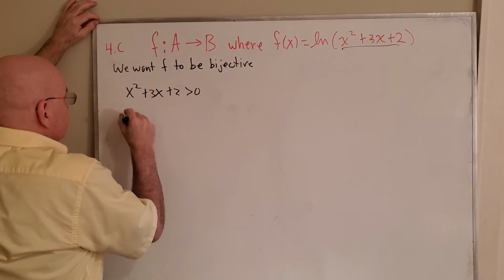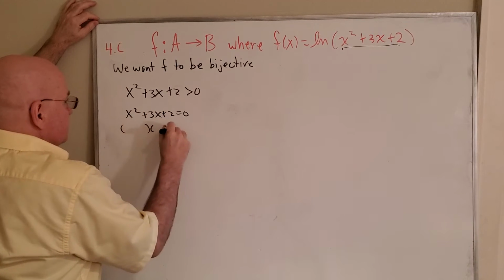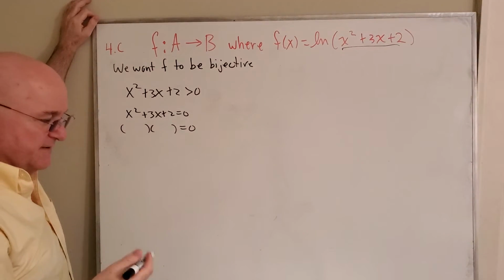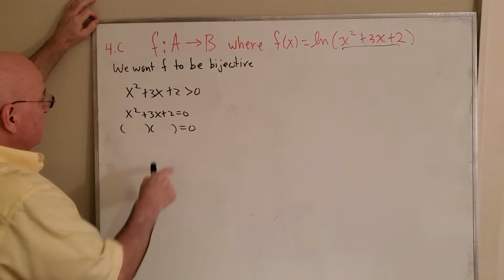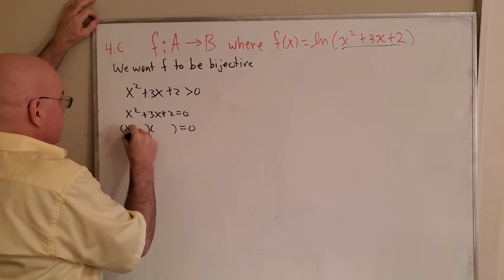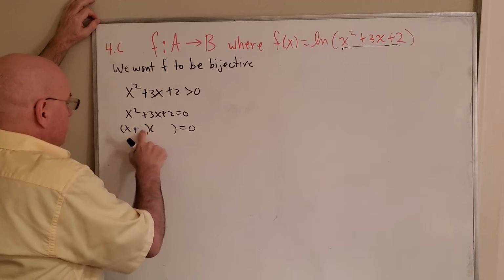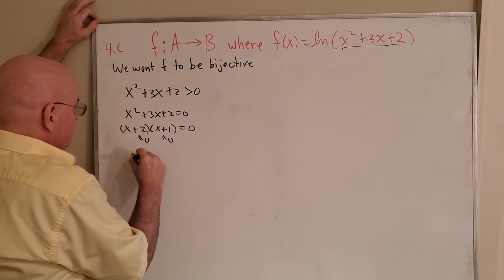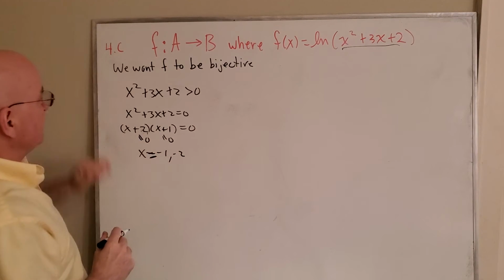Well, let's see, x squared plus 3x plus 2 equals 0 means, well, this is stuff that we do in pre-calculus, so it's kind of fresh in my mind. Maybe it's been a while since you've taken it. Factor this to get x plus 2 and x plus 1. Set those to 0, we get x equals -1, -2. That's where that's equal to 0.